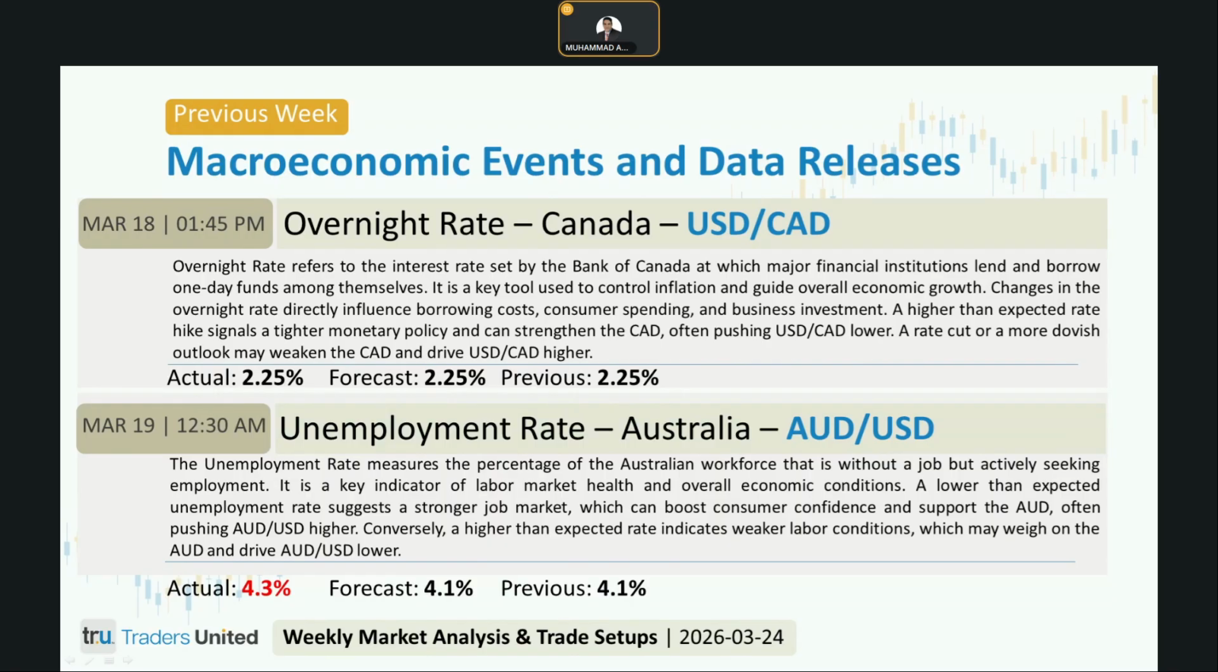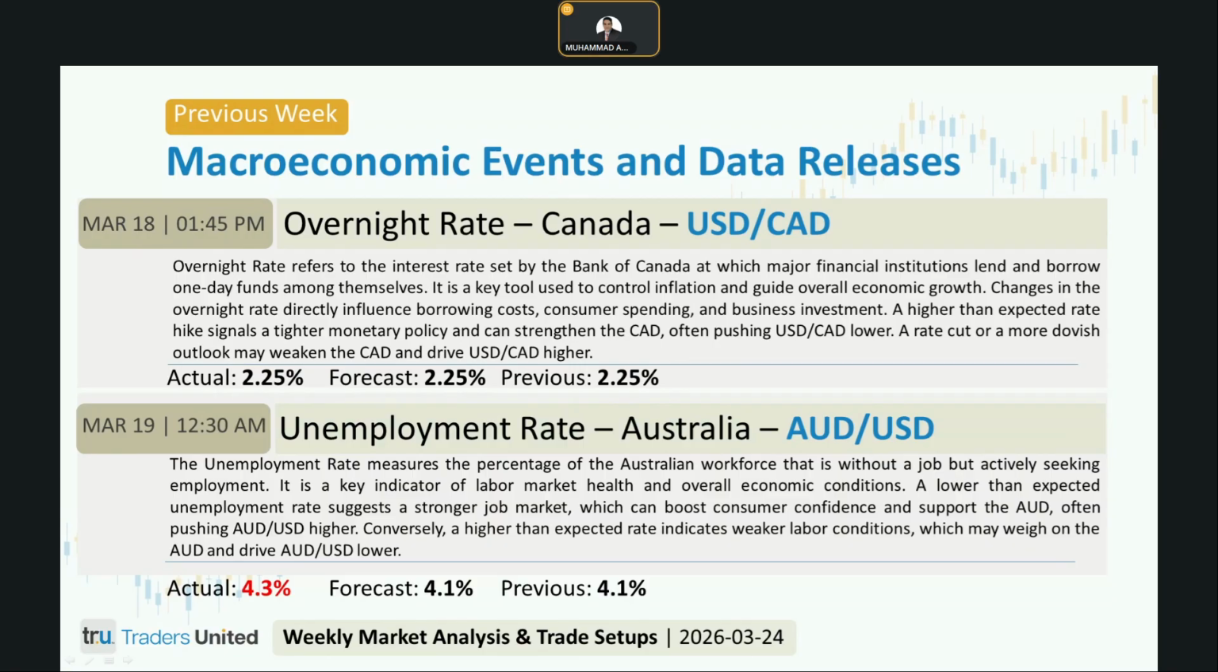Despite the unchanged rate, the USD CAD moved higher after the news announcement. This suggests that Forex traders reacted more to the Bank of Canada's tone and outlook rather than the rate itself. The market interpreted the decision as slightly dovish, indicating that the central bank may not rush into further tightening. This led to weakness in the Canadian dollar and pushed USD CAD upward.